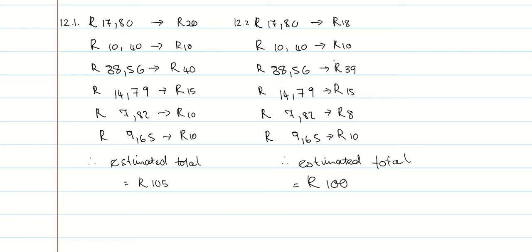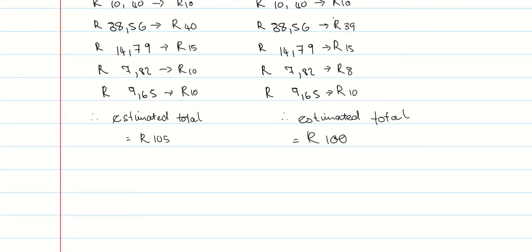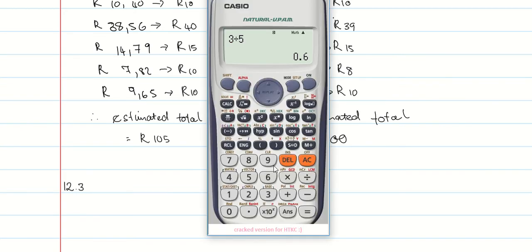Now at question number 12.3, calculate the exact total, so you can use your calculator. They didn't specify without the use of the calculator, so you can use your calculator there. So I'm going to say 12.3. I go to my uncle. I call my uncle. I'm very polite. I say, greetings, uncle. Uncle Casio, please help me out here.